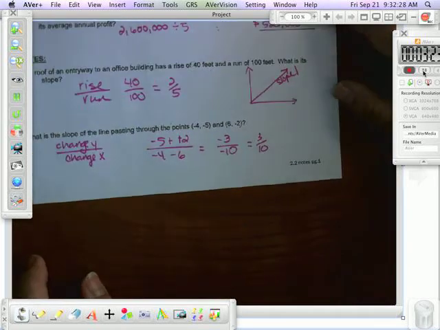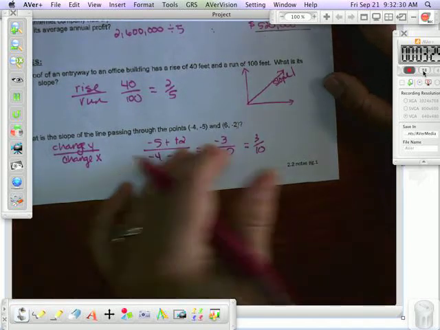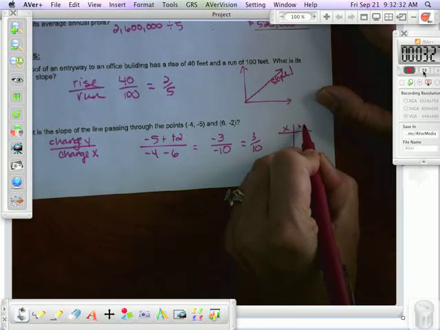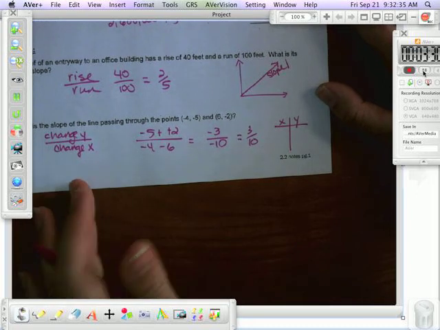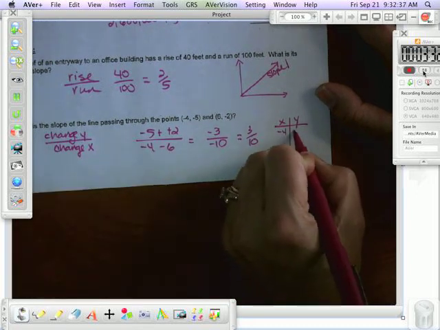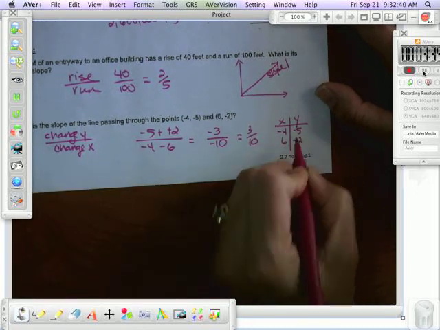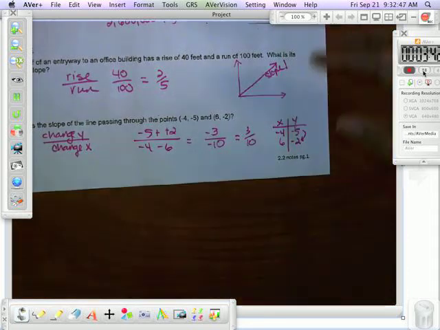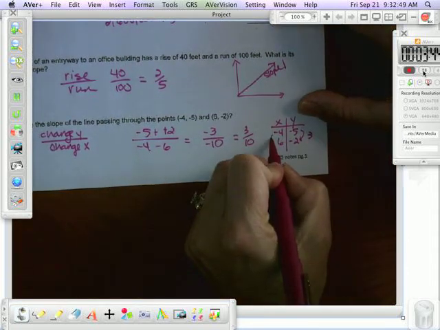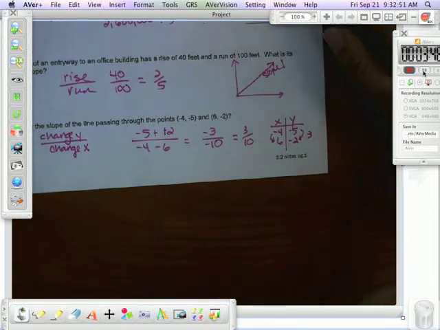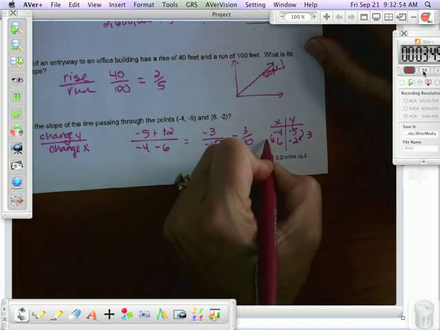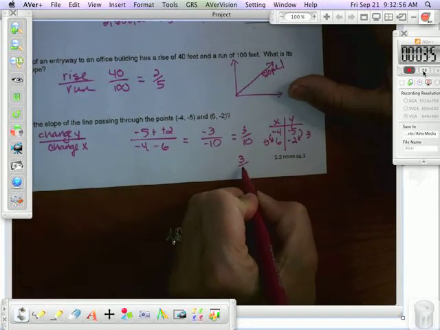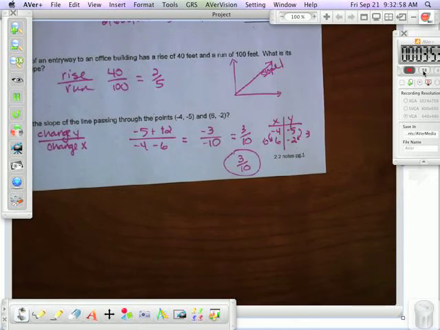I kind of like this method too. You can use that, but if it's easier, you can use a table. You guys remember this? Some people saw this in 8th grade. You put the coordinates in, and then change in y. How much did y change? It went up by what? 3. And it went across by what? What's the change in x? So y over x is 3 over 10. That's your slope. You can use the table too. Doesn't matter. Okay?